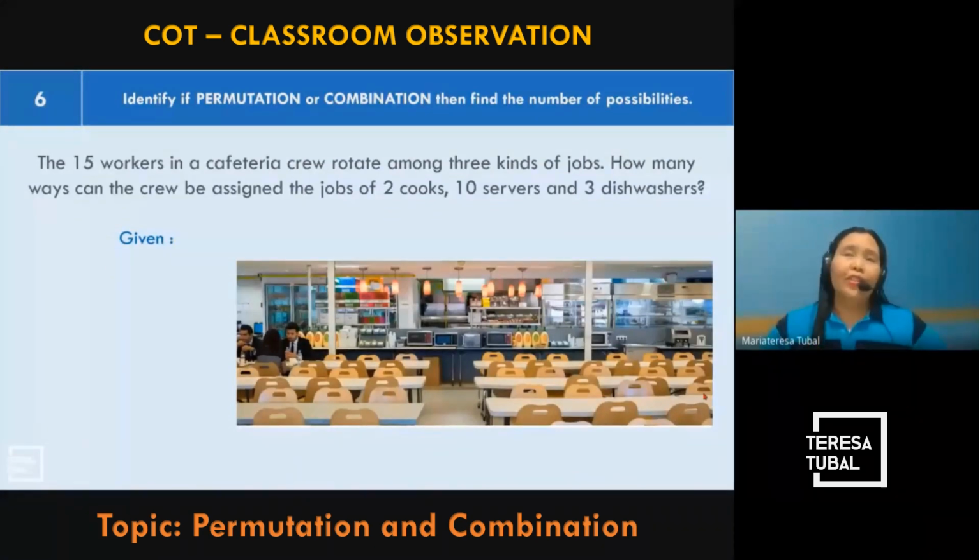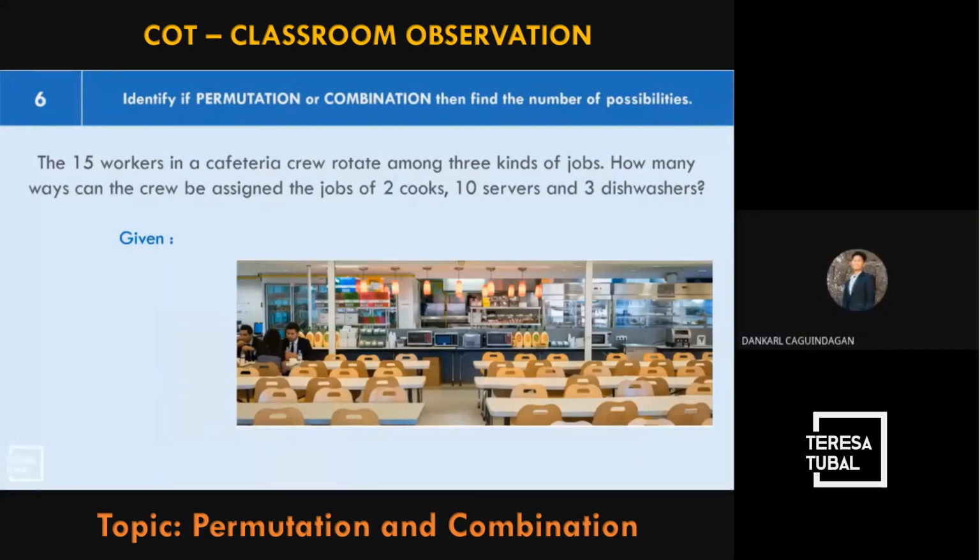Okay, imagine niyo nasa canteen tayo, co-op canteen. The 15 workers in a cafeteria crew rotate among 3 kinds of jobs. How many ways can the crew be assigned jobs of 2 cooks, 10 servers, and 3 dishwashers? So let us identify first the value of n. Yes, Kagindagan? The value of n po is 15.